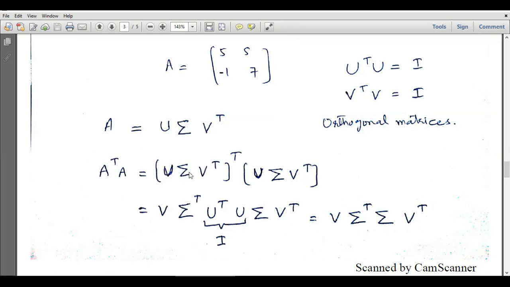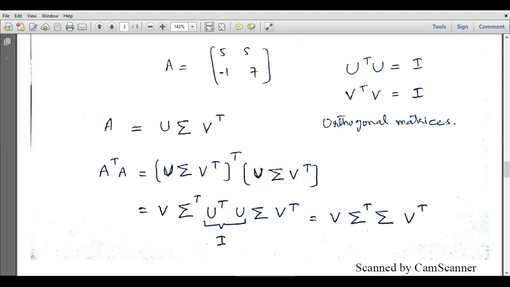So V sigma transpose into U transpose multiplied by U multiplied by sigma multiplied by V transpose. And we know that the U matrix is an orthogonal matrix, so U transpose multiplied by U will be equal to the identity matrix, and that will be equal to V sigma transpose multiplied by sigma multiplied by V transpose. So this is actually our A transpose multiplied by A matrix.